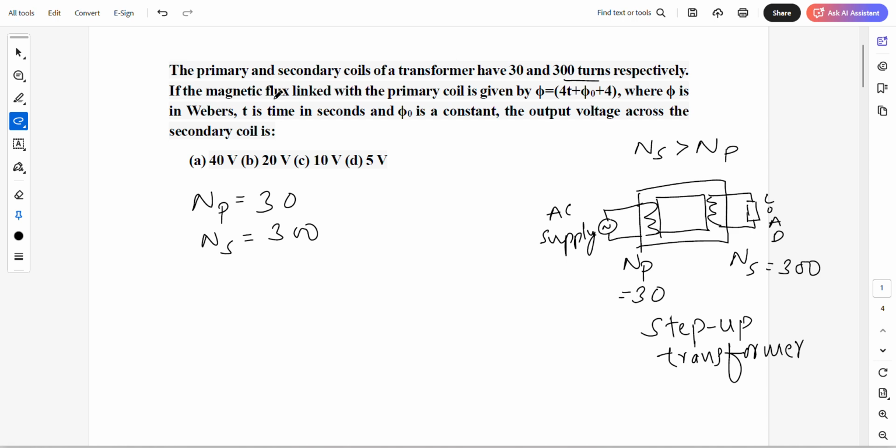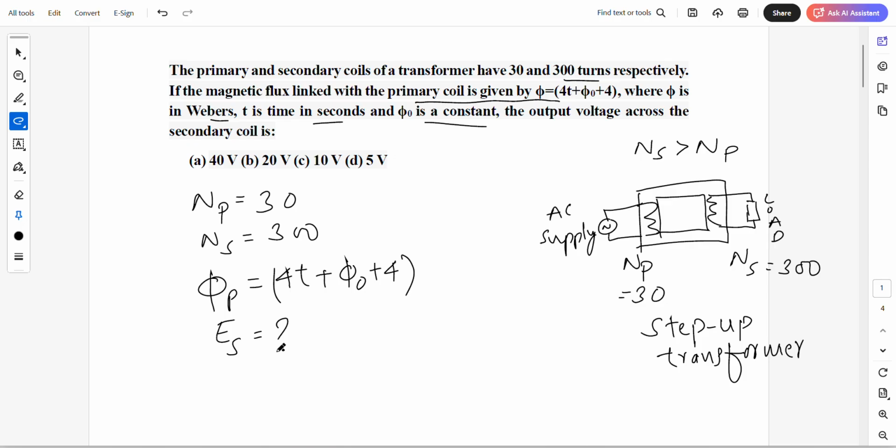What else is given? The total magnetic flux linked with the primary coil is 4t plus phi naught plus 4, where phi is in Webers and t is in seconds. They have given the units. And phi naught is a constant. The output voltage across the secondary ES is equal to question mark.